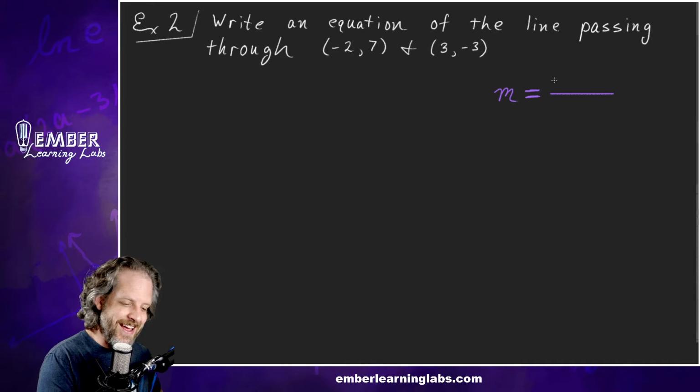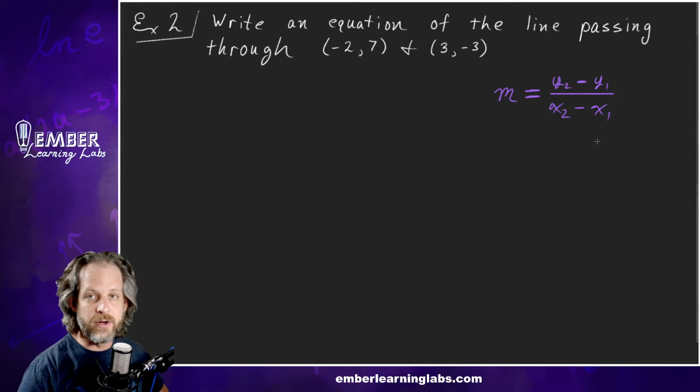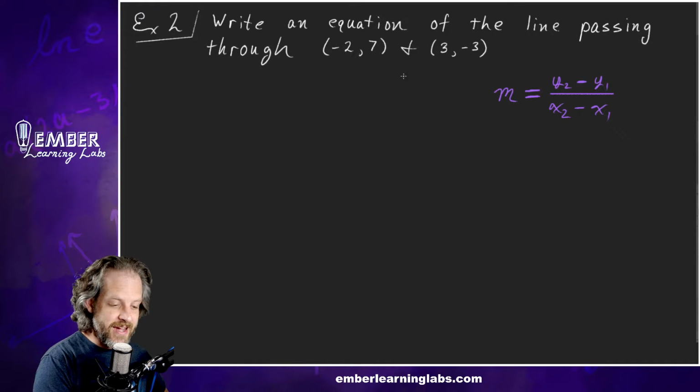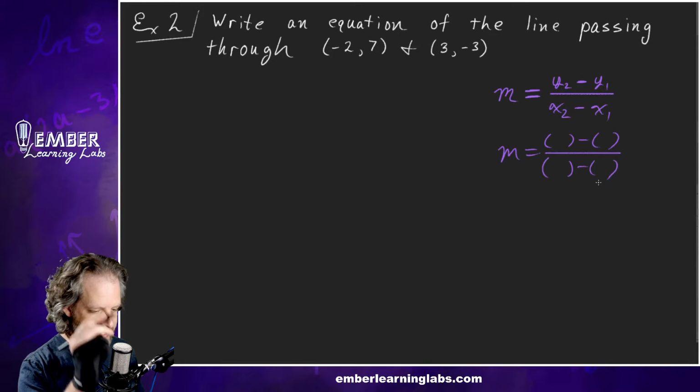So today we're going to remember that the slope formula is m equals y2 minus y1 over x2 minus x1. That's what it's supposed to be. We're going to plug these guys in there and we're going to find the slope. So let's do that. m equals parentheses minus parentheses all over parentheses minus parentheses. Easy peasy lemon squeezy. Plug it in.